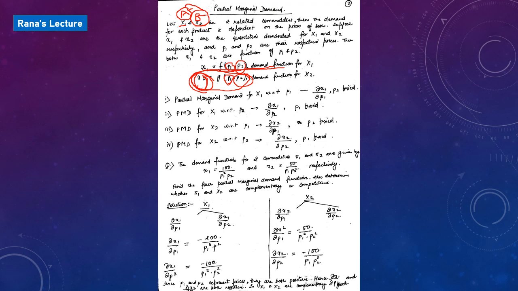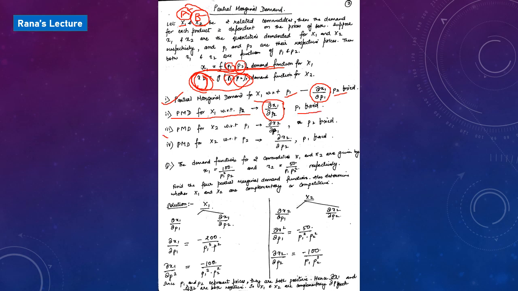Now let us move to this partial marginal demand of X1 with respect to P1, that will be delta X1 by delta P1. You know P2 will be fixed. Now again, partial marginal demand for X1 with respect to P2, that is delta X1 by delta P2. Here P1 will be fixed.